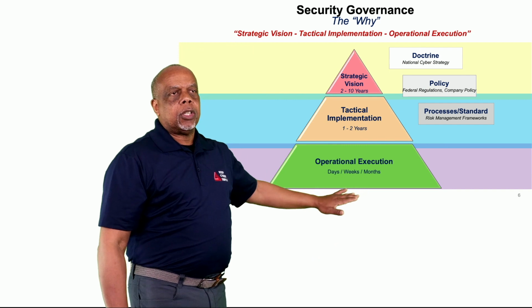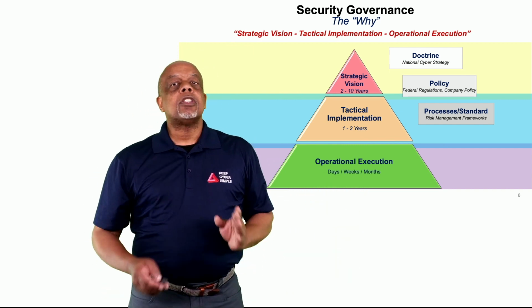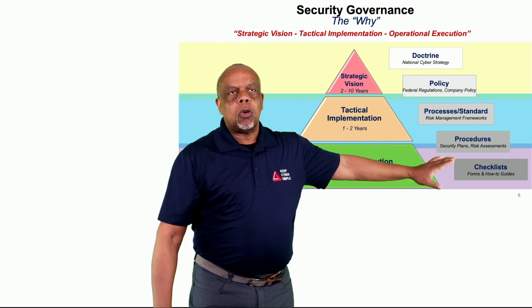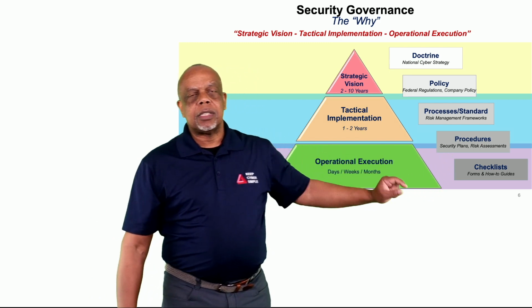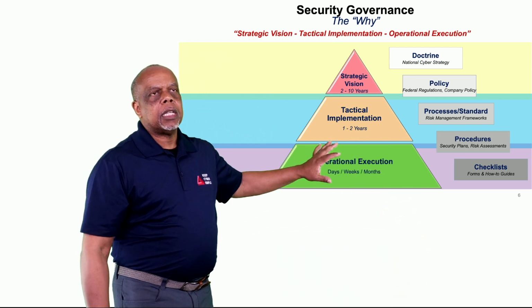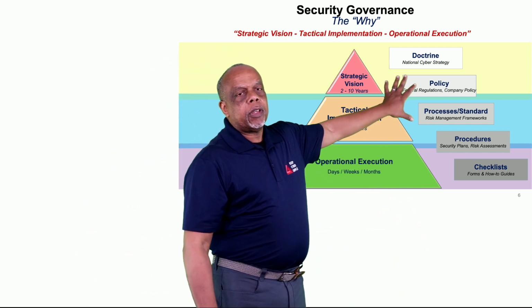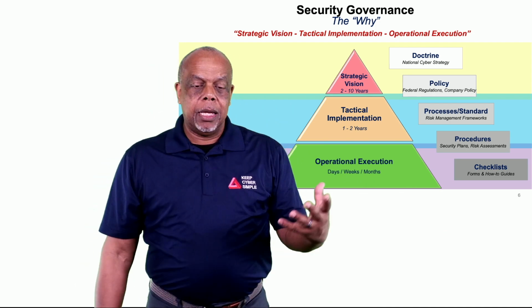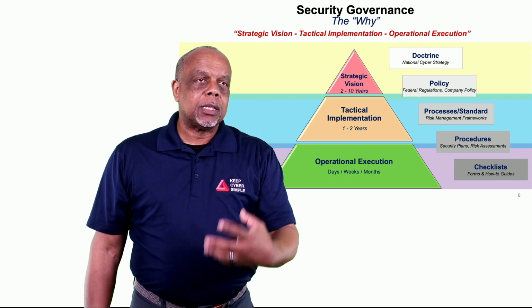Now, operational execution, we're talking about days, weeks, months. This is how we do things day to day. And now this is where we have our local policies, procedures, processes, checklists, forms, how-to guides, all of these types of things. And this is important if you can kind of grasp this, because here's what happens typically in the organization I work in and other places.